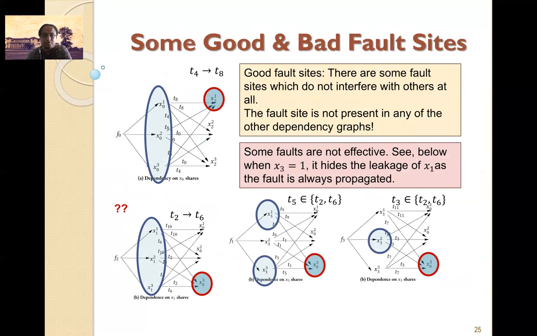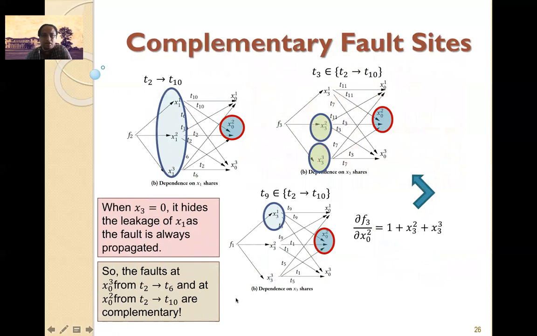However, as we have seen, there are some bad cases and good cases, which can also be interpreted from this diagram. For example, when the fault is at x2, it's clear that x0 gets leaked because there is no other conflict from other input shares. The bad case can be seen in the case of x03, where, while it has the potential to leak x1, x03 also affects all the possible shares of x3, and therefore it conflicts with the leakage of x1. In order to handle that, we can bring in the complementary fault.